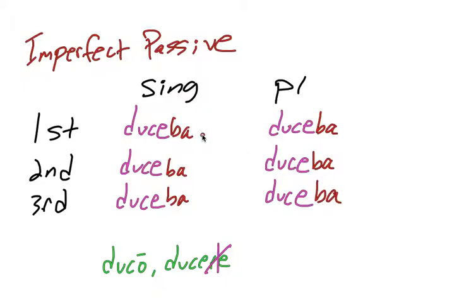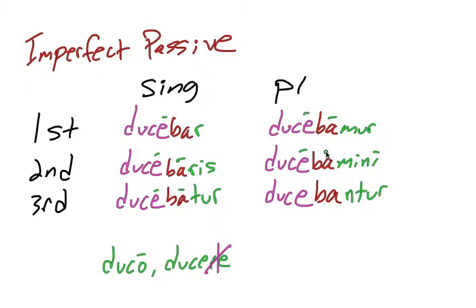Okay, and now we're going to add our passive endings, r, ris, tur, mur, mini, ntur. Okay, so ducebar, ducebaris, ducebatur, ducebamur, ducebamini, ducebantur.